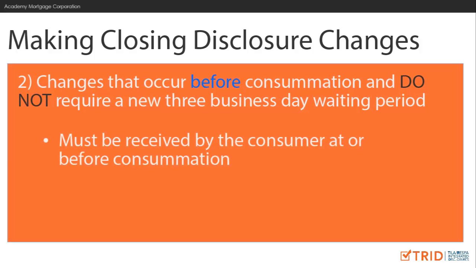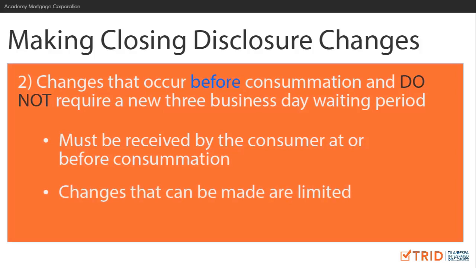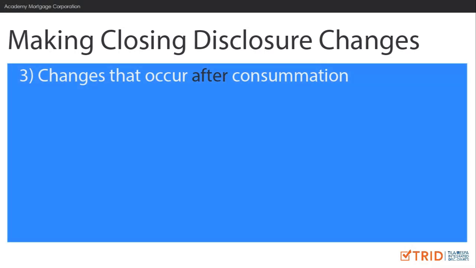In this case, the corrected CD must be received by the consumer at or before consummation. Changes that can be made are limited. The CFPB expects that the initial CD provided to the borrower is accurate. Third, changes that occur after consummation.